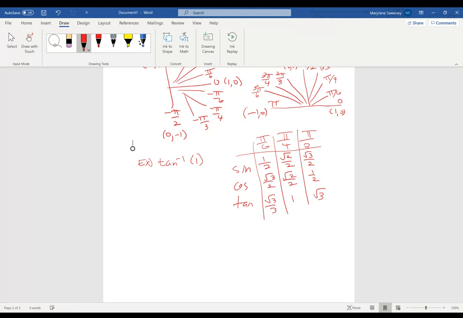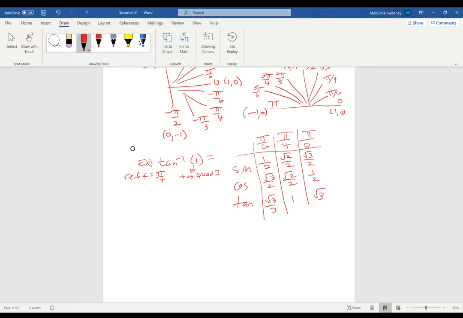Okay, so where is tan 1? Tan is 1 at pi over 4, so the reference angle is pi over 4. Since it's positive, that means we're in quadrant 1. So anytime inverse tan is positive, any inverse trig is positive, you're in quadrant 1.